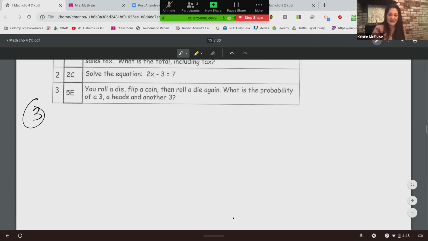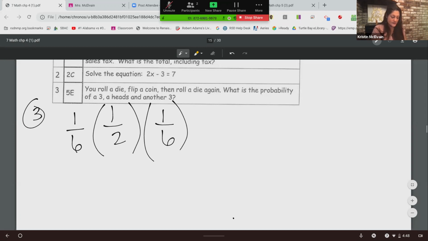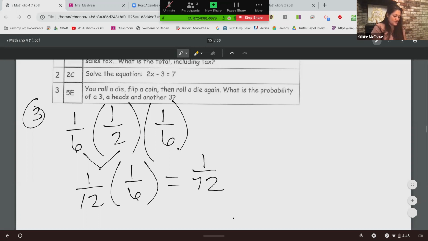So the probability of getting a 3 is 1 out of 6. And then to get a heads, that is 2 sides on a coin, 1 out of 2. And then to get another 3, it's again 1 out of 6. Okay, so we're going to multiply these all together. So let's do these 2 first. That gives us 1 out of 12 times 1 over 6. And then we're going to multiply those times each other. Gives us 1 out of 72. 12 times 6 is 72. All right, so that is your classwork for 4.6.